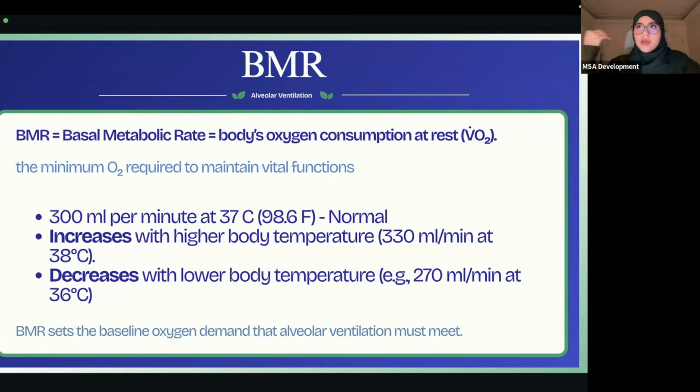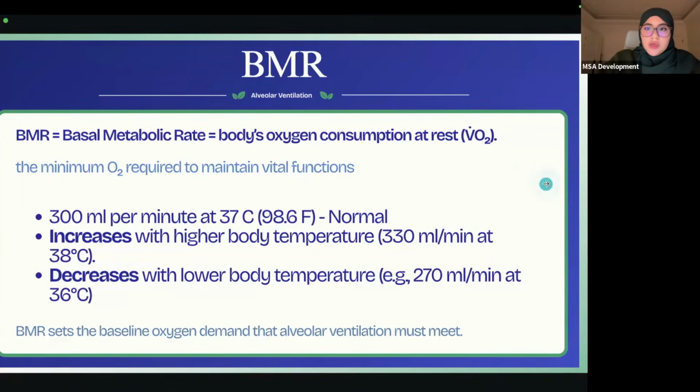And this sets up how much ventilation you need, right? I said that as you increase the temperature, you're consuming more oxygen, right? So the ventilation by default needs to increase. If you're not getting enough oxygen and releasing enough CO2, then that's not good. It's kind of proportional.